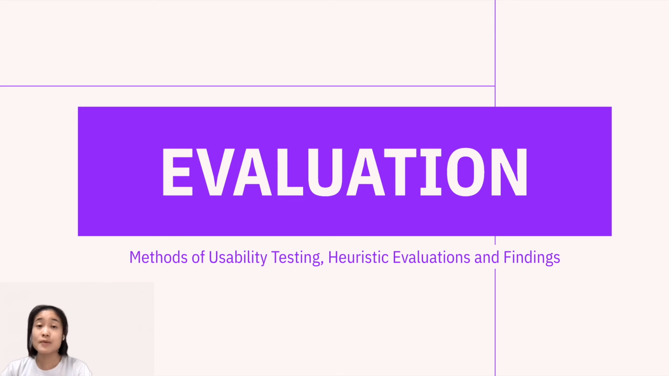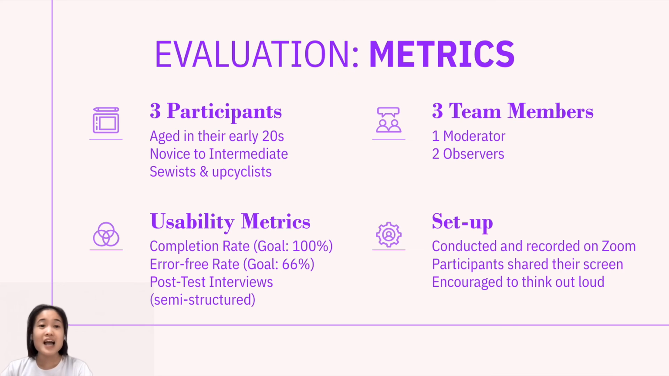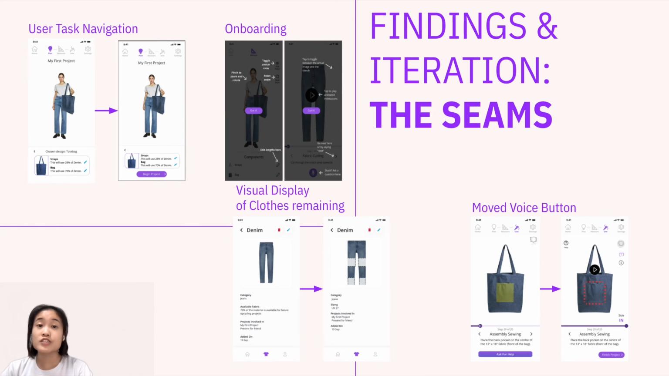Now, with our design prototype, we ran evaluations from a user-centric usability testing to see how our user flows worked in reality. Our participants were 3 novice to intermediate upcyclists, where we had 3 members facilitating the test conducted on Zoom. We had the objective of having 2/3 of tasks completed without error and full completion of tasks. From this, we found areas to improve.